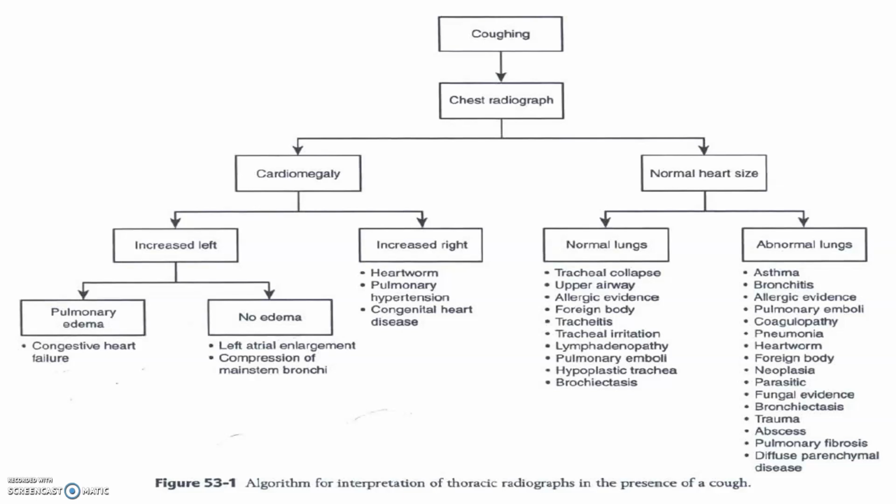Whenever the chest radiograph shows cardiomegaly, we should mainly look for increased left or increased right sided enlargement. If there is left-sided enlargement with pulmonary edema, it can be due to congestive heart failure. If there is no pulmonary edema, that can be mostly due to left atrial enlargement and concurrent compression of the mainstem bronchi due to the enlargement of the atrium. In case of right-sided enlargement, we can see heartworm, pulmonary hypertension and congestive heart disease.